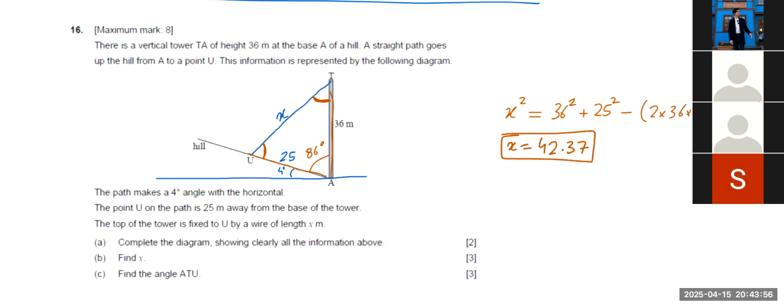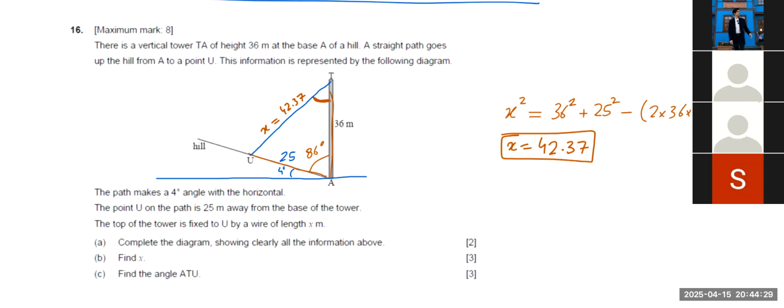Any suggestions? By the way, we know x now, so it might be useful to say that x equals 42.37. Now, any suggestions on what rule I can use now to find ATU? Can you use the cosine rule? Cosine rule. Yeah, technically you could because you know all three sides, right? Any other answers? Is there any other opportunity?